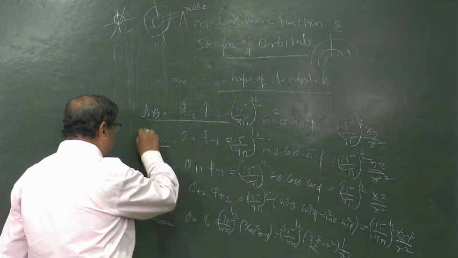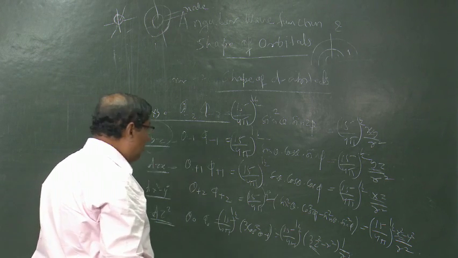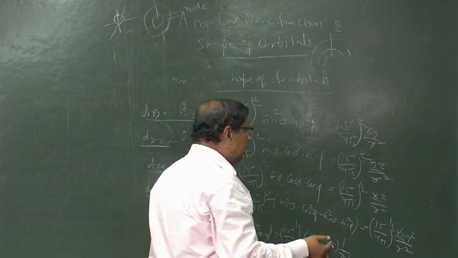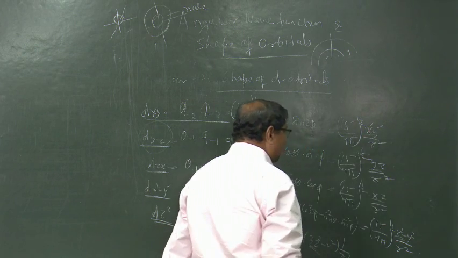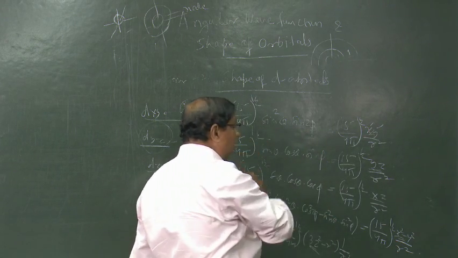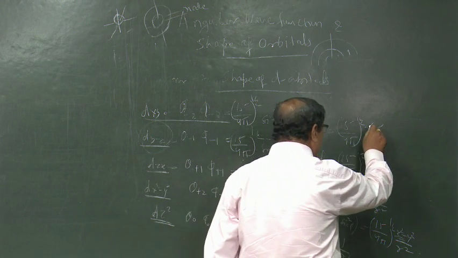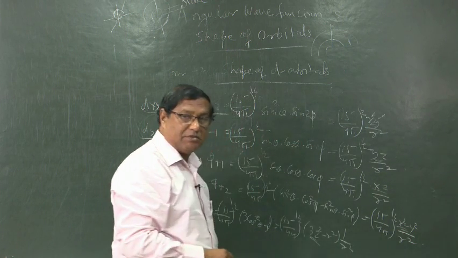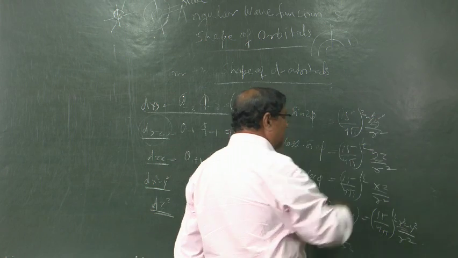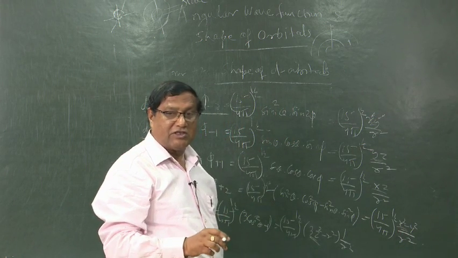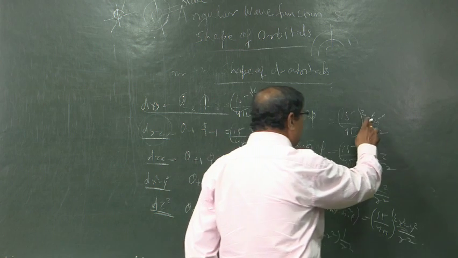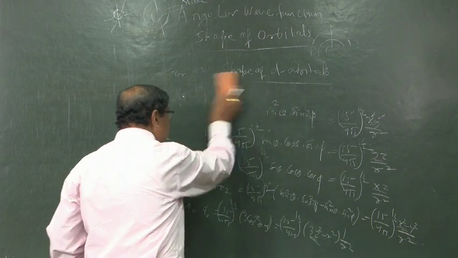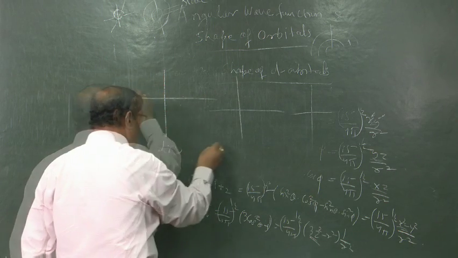So, the shapes of the orbitals are two dumbbell shapes, and whether the lobes have a positive or negative sign depends on the values of x and y. If both are positive, then the lobe is positive. If both are negative, then the sign is also positive. If one is positive and the other is negative, the resultant sign will be negative. So, let us see the shape of the orbitals.